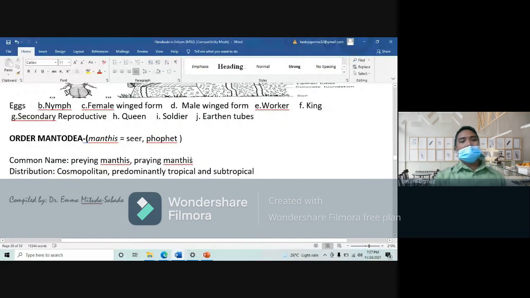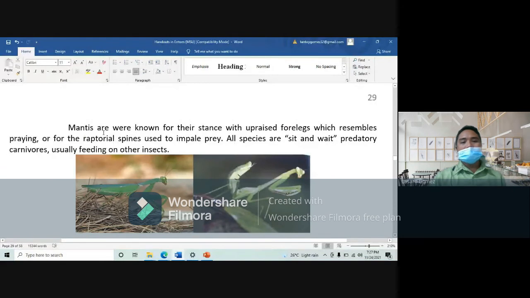Okay, the other order also is the order Mantodea. Mantodea coming from the word mantis, Latin word mantis, meaning seer or prophet. One best example of this Mantodea is praying mantis. Okay, praying mantis ang iyahang example of this order Mantodea. Mantises are known for their stance with upraised forelegs, which resembles praying, or for the raptorial spines used to impale prey.